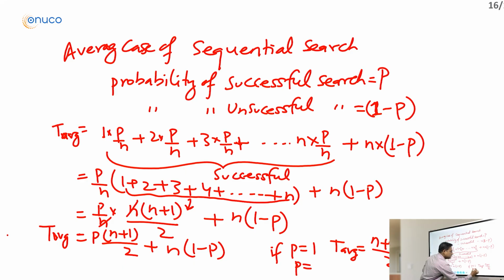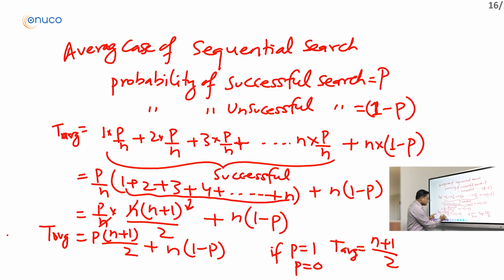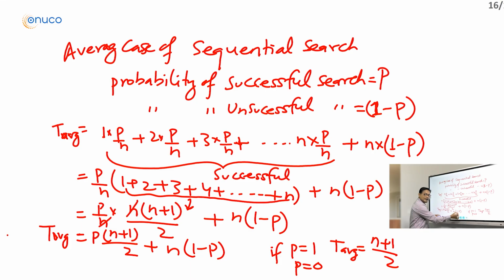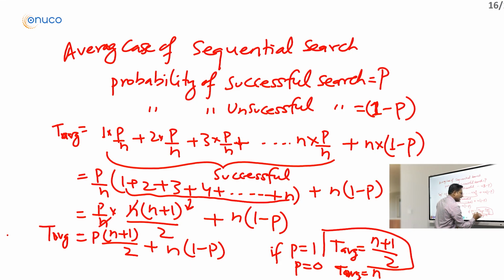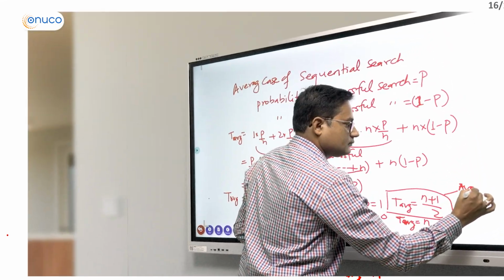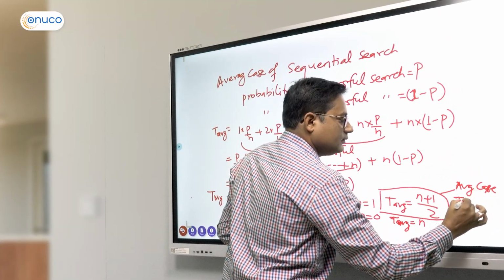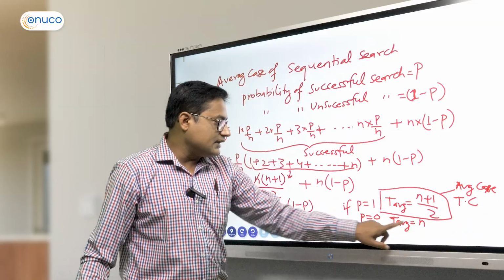When p is 0, it means what? The element is not found. If p is 0, the left hand parameter is 0, and I go to the right hand side parameter: n into 1 minus 0, which is n into 1, that is n. So when p is 0, the second parameter becomes 1 minus 0, which is 1, and the first parameter is 0. So T average is n when probability is 0.